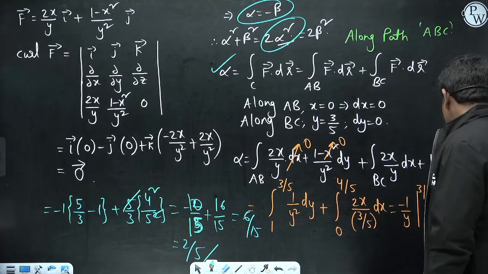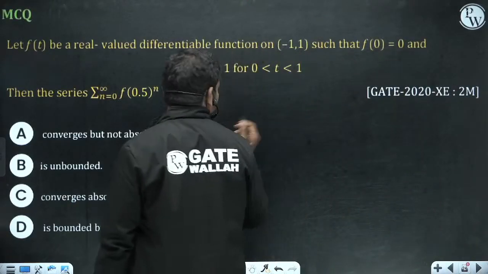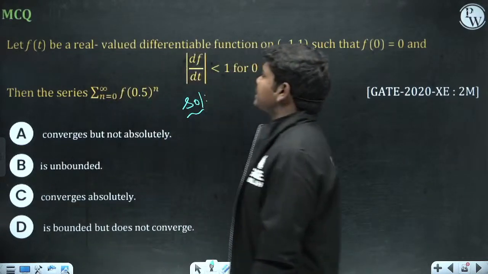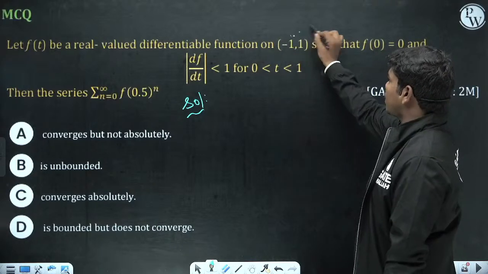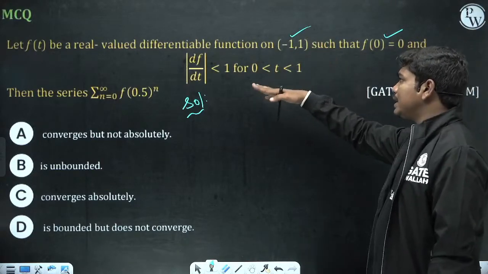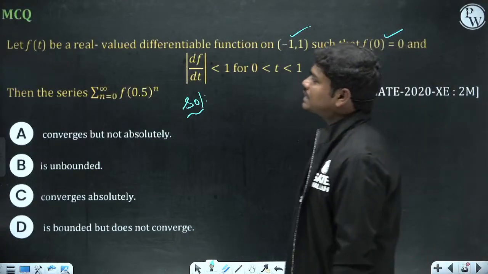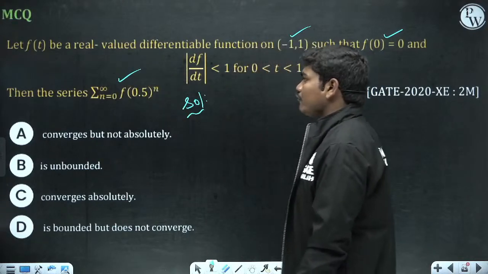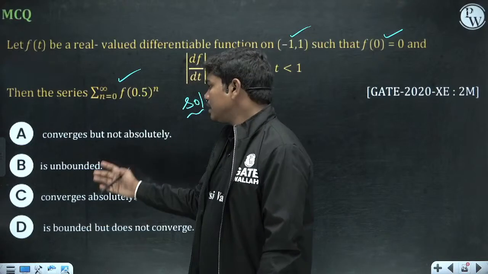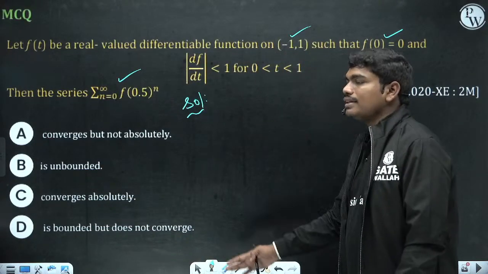Fantastic question. Solve this question and tell me the answer. It came in 2020. Let f of t be a real valued differentiable function on -1, 1 such that f of 0 is equal to 0 and modulus of df by dt is less than 1 for 0 less than t less than 1. Then the series sigma n equal to 0 to infinity f of 0.5 power n is: converges but not absolutely, is bounded, converges absolutely, is bounded but does not converge. Tell me the correct answer.